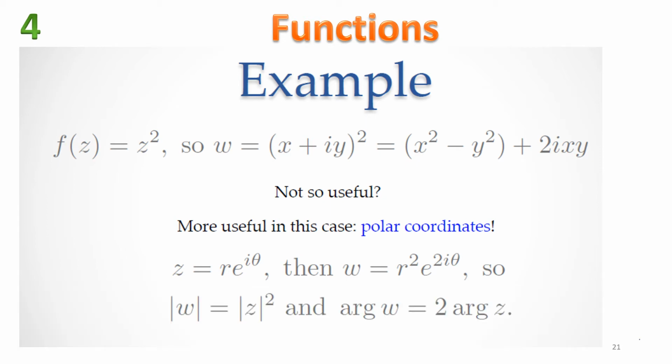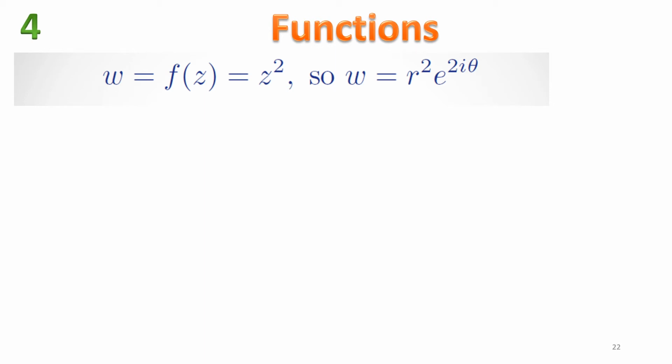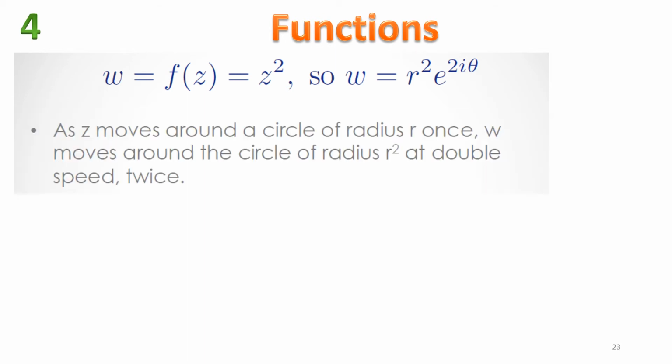So here mod of w, the modulus of this complex number, will be mod of z square, that is, the square of the modulus of the basic complex number, and argument of w is twice the argument of z. Argument of w is twice the argument of z. So thus we have the same equations as at the beginning of this slide. So what is happening here: as z moves around a circle of radius r once, w moves around the circle of radius r square at double speed, that is, twice.